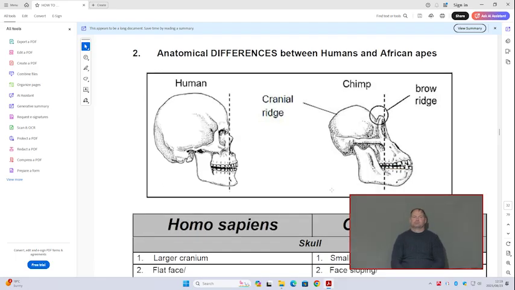The second part that we are going to look at is now the differences. Now, what do we differentiate here? We look at Homo sapiens, which are modern humans. We now compare them to other primates, which are your great apes. Now we look at the differences between the two. This whole thing is the skull.